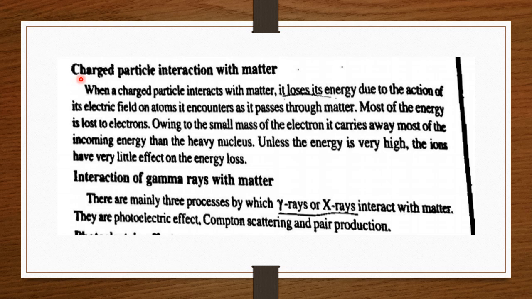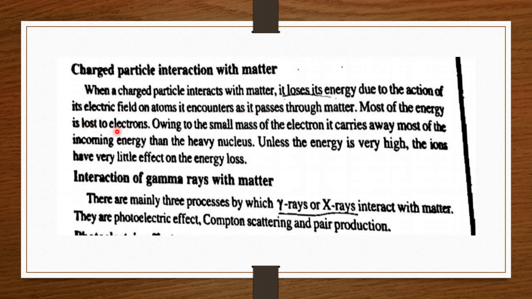Now first is charged particle interaction with matter. How is a charged particle interacting with matter? When a charged particle interacts with matter, it loses its energy due to the action of its electric field. Since it is a charged particle, it will have the effect of the electric field on the atoms it is going through, and it encounters as it passes through matter.